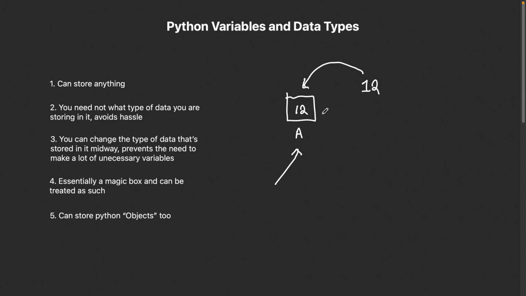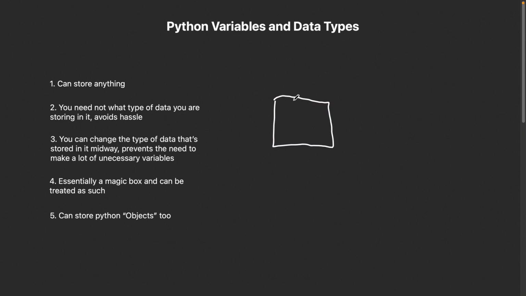That's how variables work. In Python, variables can store everything and anything. Whatever you want to store, a variable can store it, whatever it is. Maybe you want to store a big number, let's say 1, 2, 3. This is a big number, a variable can store it.